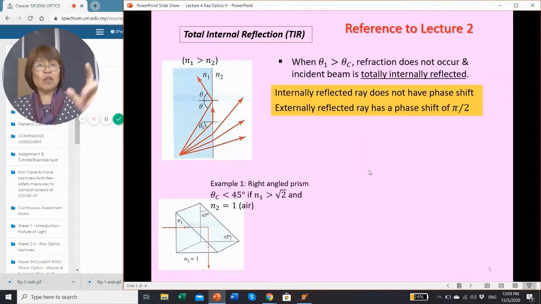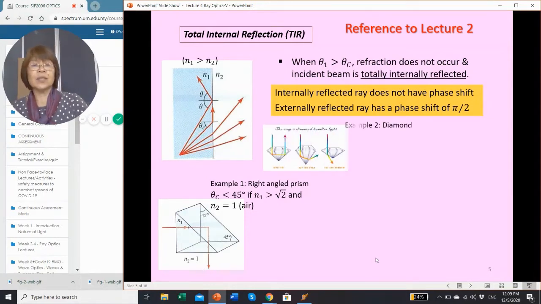An example of total internal reflection is this one, where we have a prism with an inclined angle of 45 degrees. The ray comes in parallel to the base, gets reflected internally, and then goes out.